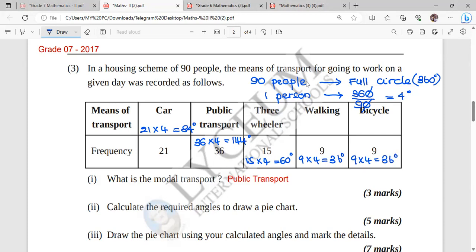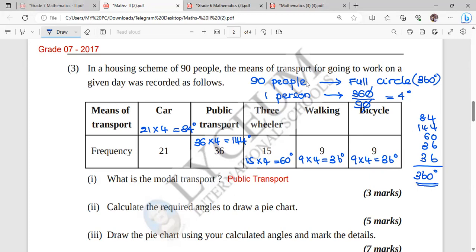Then I want to cross check whether my calculations are correct or not. So I write 84, 144, then 60, 36 and 36 like this. When you add them together, first you add the units, and it gives me 360. That means my calculation is correct.